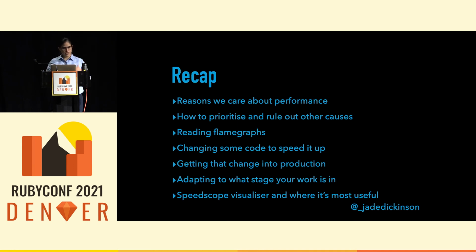So I'm just going to recap. We talked about reasons we care about performance in our applications, how to prioritize and rule out other causes, how you read flame graphs, looking at changing some code to speed it up, and getting that change into production. I've talked about adapting to what stage your work is in, and the history of flame graphs, the SpeedScope visualizer, and where it's most useful.